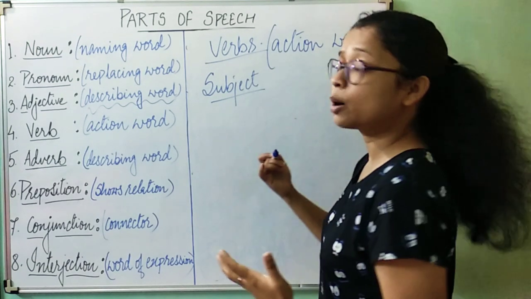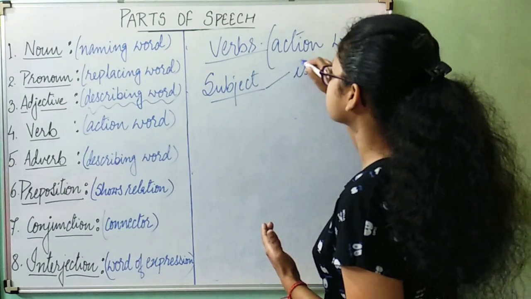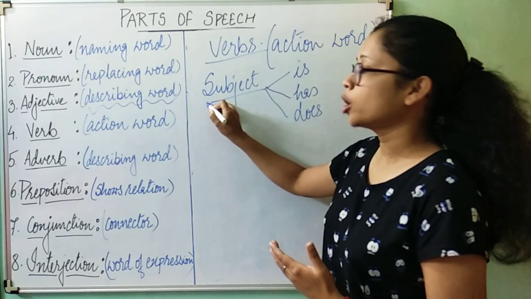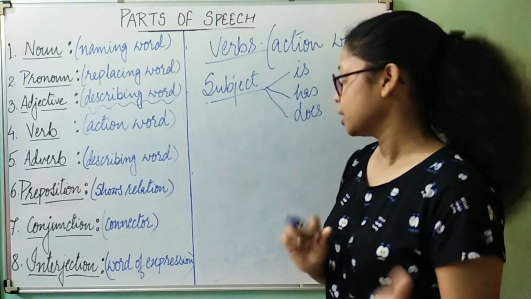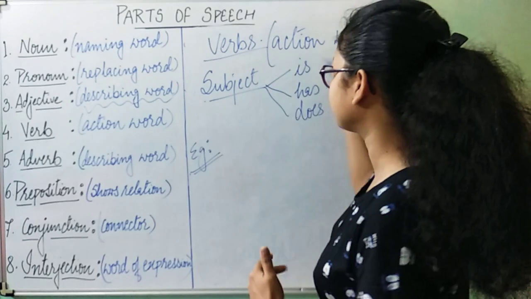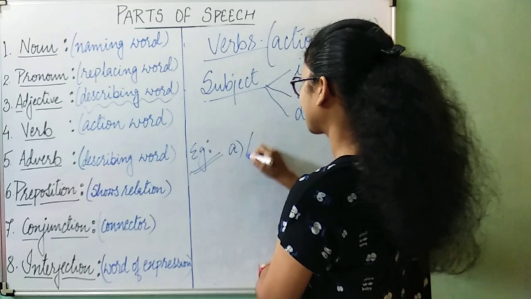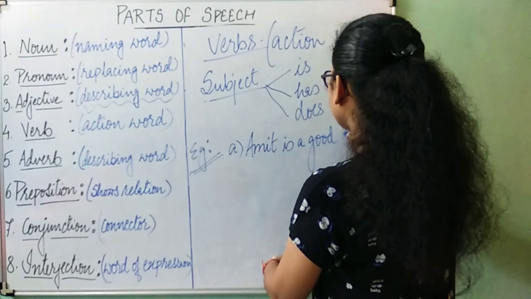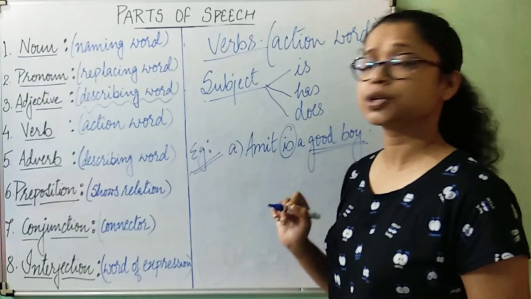Alright, so what does it tell about the subject? It tells us what a subject is, has, or does in a sentence. Let's see this with the help of an example. I'm going to give you 3 different examples showing these 3 different variations. The first one: Amit is a good boy. So what is Amit? Amit is a good boy.